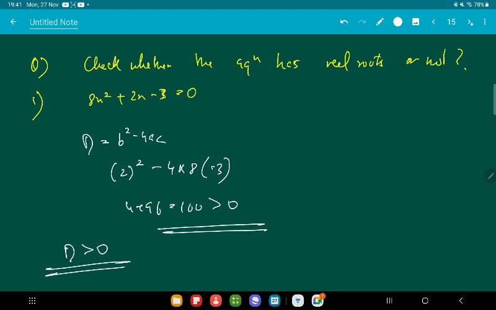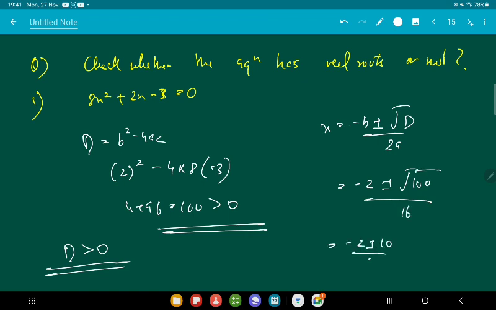Okay. And if you want to calculate those roots, you can use the Sridharacharya method. All right, like x equal to minus b plus minus root D by 2a, here 2a is 16, and you will get your answer minus 2 plus minus 10 by 16. Once you solve it, you will get your answer kind of like this: 1 by 2 and minus 3 by 4. This is your complete answer.